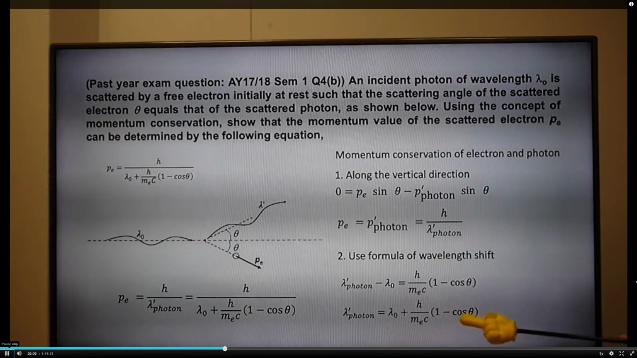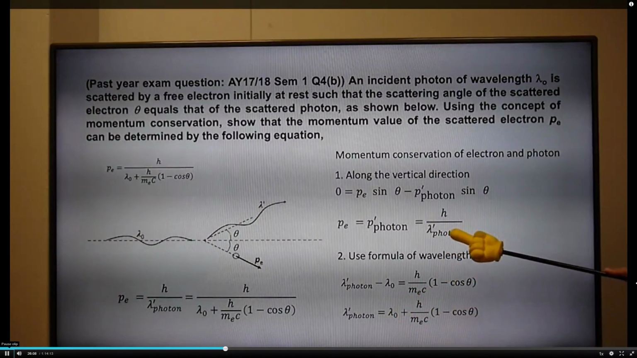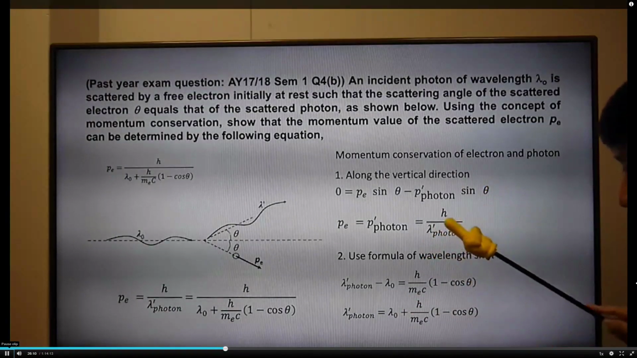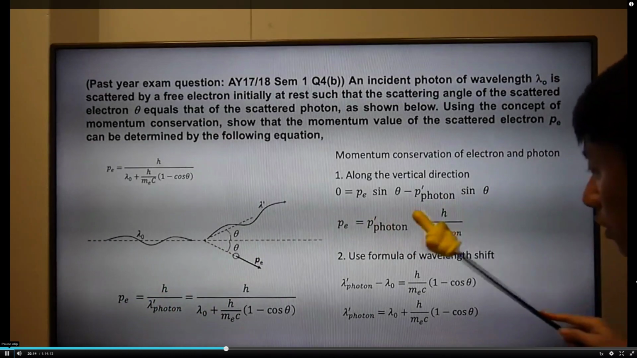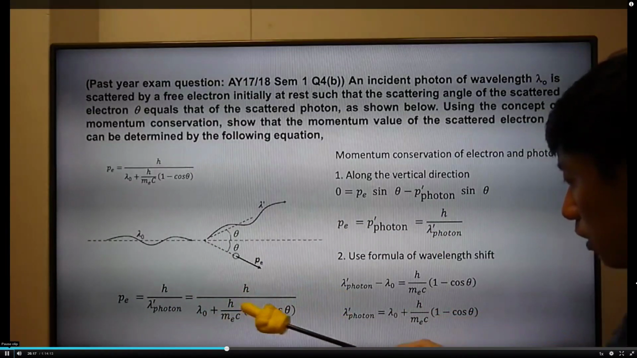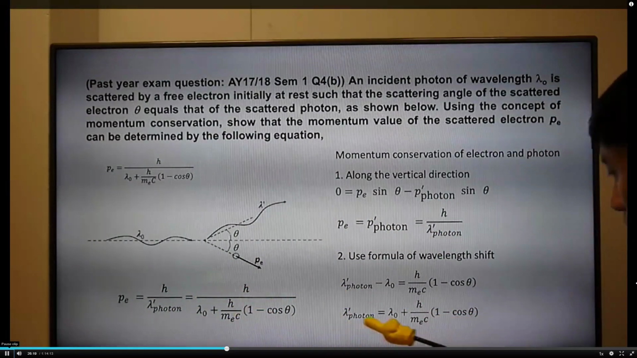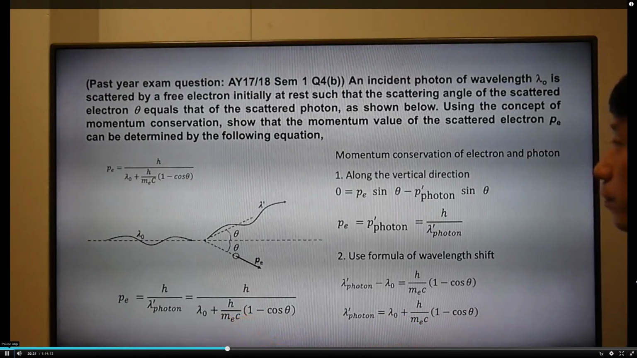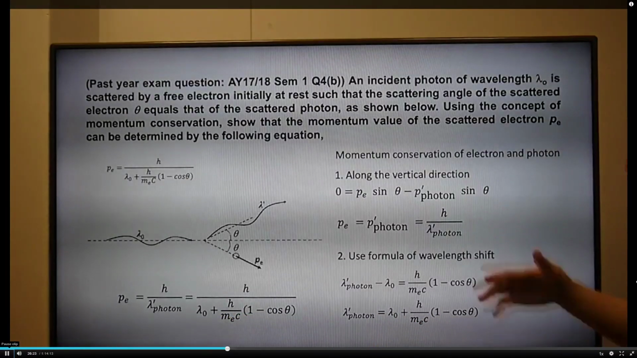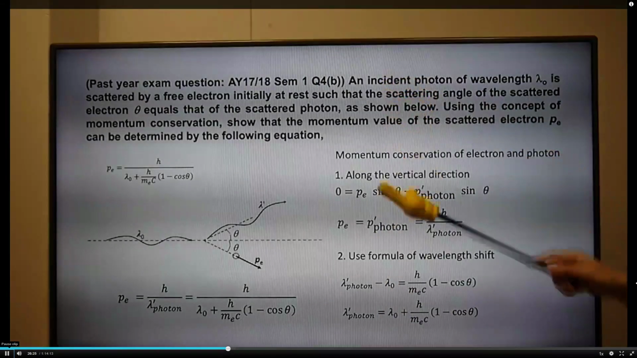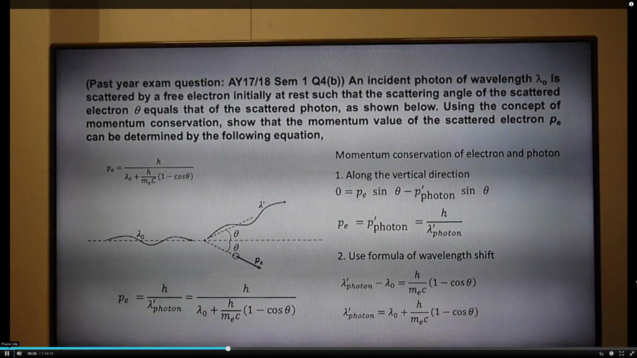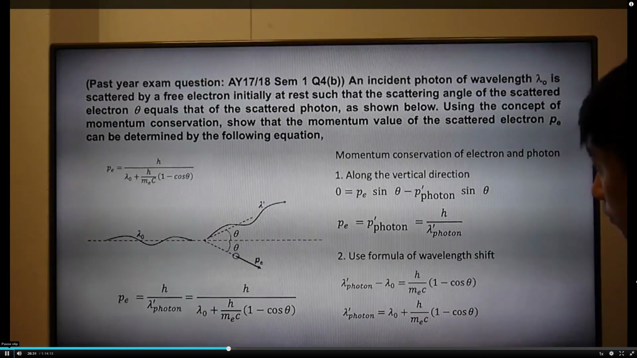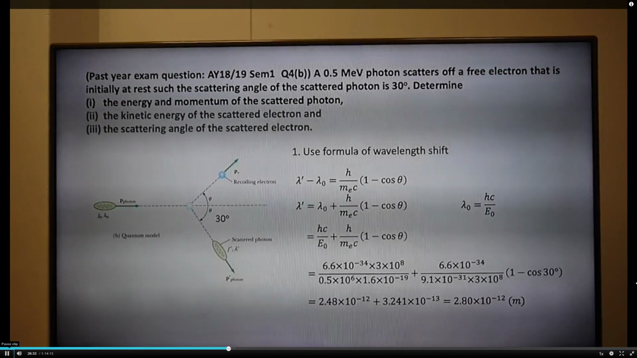Okay, then now you can apply this to the equation that defines the momentum of the electron. If you apply this to the denominator, then the momentum of the electron is h over this lambda prime term. So, as recast in the question, we define the momentum of the electron right here. Okay, the next question.